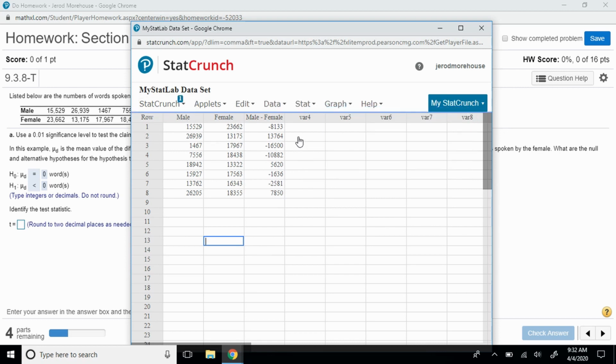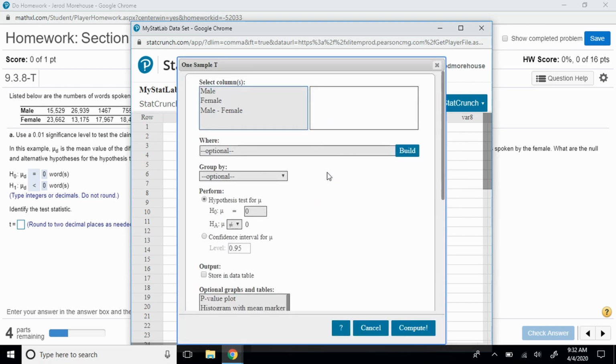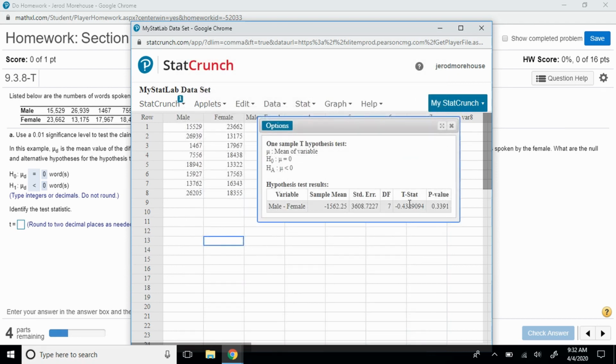Now we can run our hypothesis test on these differences. So I'm going to go Stat, T Stats. This is one sample now, and we have the data. Let's select my column with my data in it. We said the null was equal to 0 and the alternative is less than 0. We're going to hit Compute, and it gives us our t-stat and our p-value here.